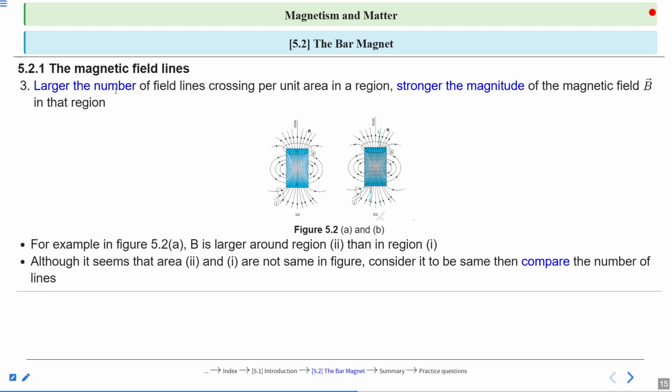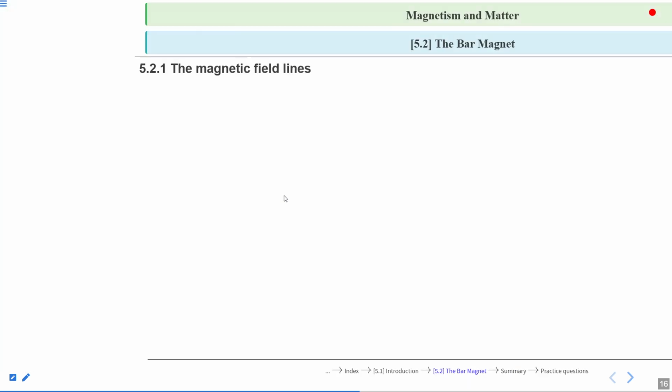Okay, we have discussed that B is larger with a larger number of field lines crossing per unit area. So the area should be the same for consideration, but these areas are not the same; consider them to be the same, then compare the number of field lines. If we consider areas 1 and 2 to be the same, the magnetic field lines passing through that area will still be larger, because close to the end the magnetic field lines are closely spaced, and away from the end they are farther apart. So consider it to be the same, then compare the number of field lines in the two regions.